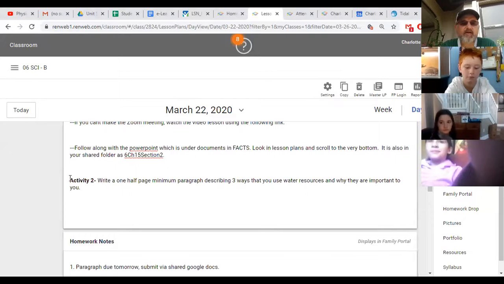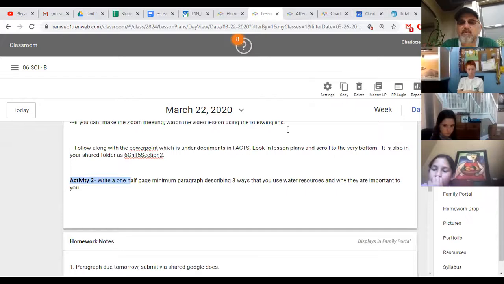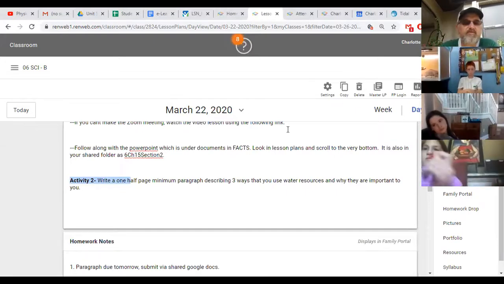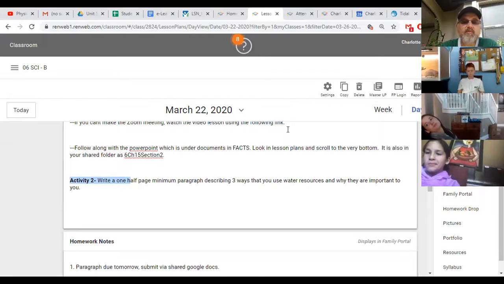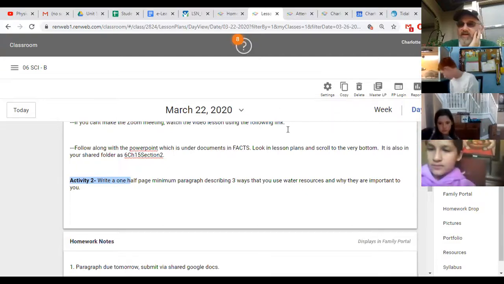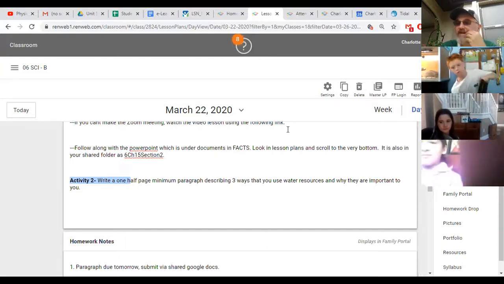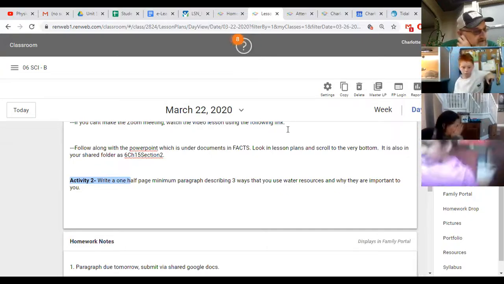If you look right here, activity 2, it says to write a half page minimum paragraph describing 3 ways that you use water resources and why they're important to you. So you could share that on Google Docs. Really important thing, whenever you share something with me, now I have a million emails because everybody's sharing their work. If Juliet or Jack shares something with me, I see it comes from your email, right? I can see your name.